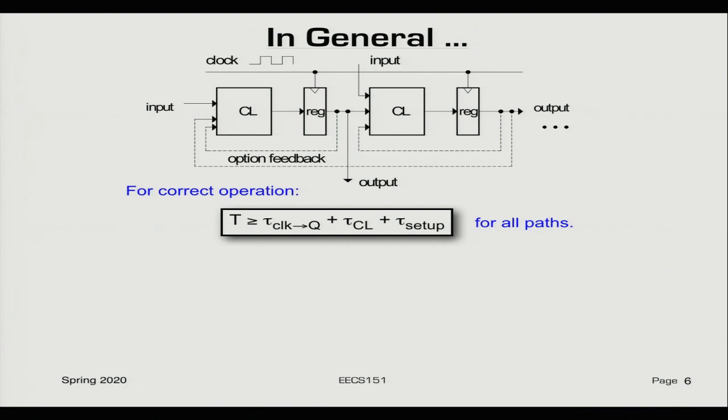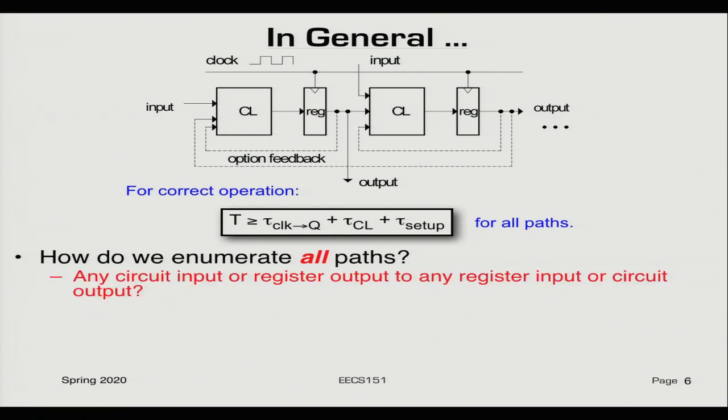And for correct operation, this inequality that I told you about a second ago has to be satisfied for all paths. If it's not satisfied for some particular path, the signal won't get to the flip-flop in time, and the circuit will fail because of that. It'll capture the wrong value. And how do we enumerate all paths? This is just what I said: any circuit input or register output to any register input or circuit output.